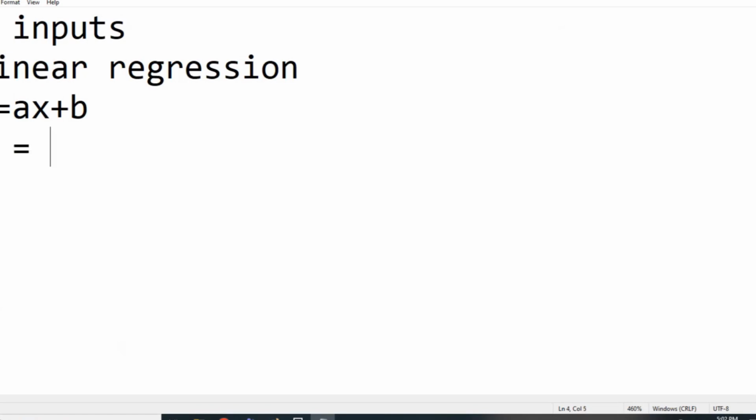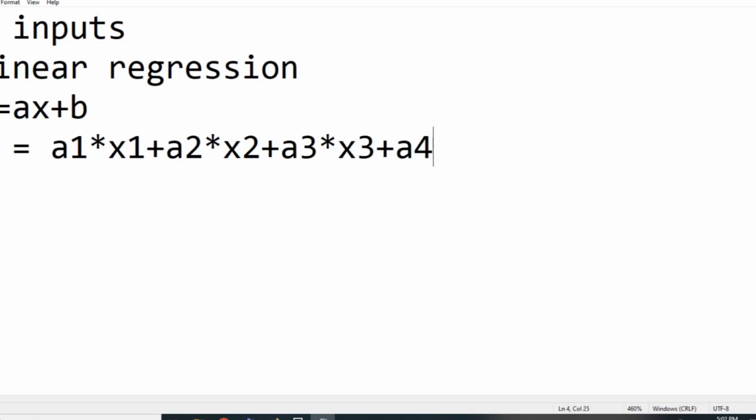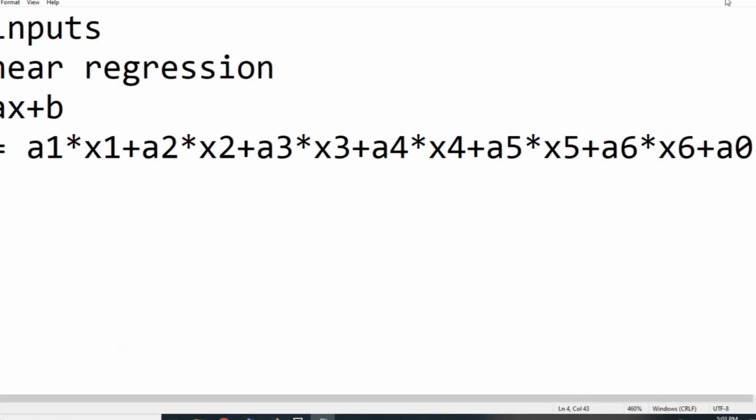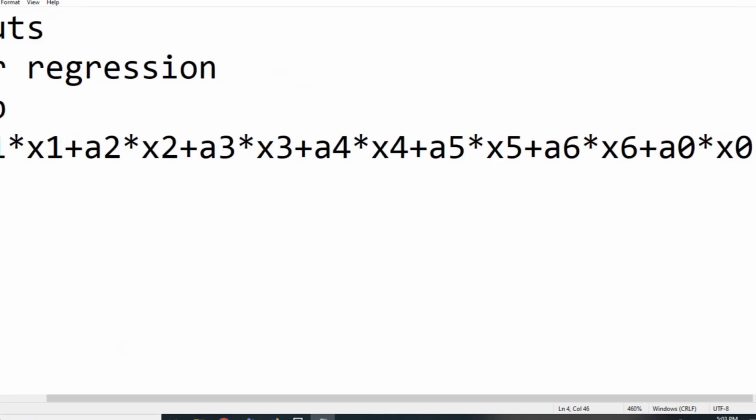Y equals, let's say, a1 multiplied by x1 plus a2 multiplied by x2 plus a3 multiplied by x3 plus a4 multiplied by x4 plus a5 multiplied by x5 plus a6 multiplied by x6. Finally, do we have any term for the bias? Plus a0 multiplied by x0, because we're looking for the bias value. Then x0 equals 1.